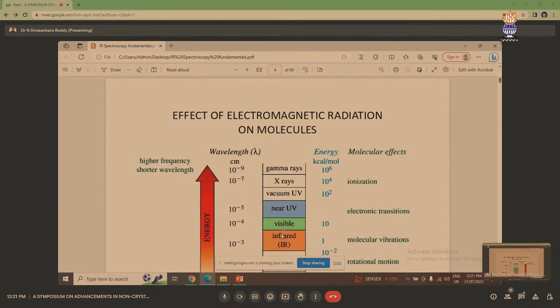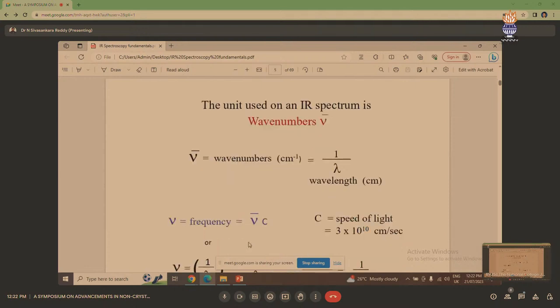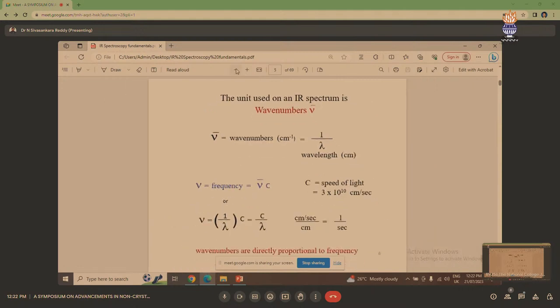Normally, infrared radiation leads to molecular vibrations in a solid. When an infrared radiation is absorbed, there is a change in the molecular vibrations in a solid. Its wavelength is in the range of 10 power minus 3 centimeter. This is all about simple calculations, because we need to know the range of infrared radiation. The wave number is calculated as 1 over lambda. These are simple fundamentals.